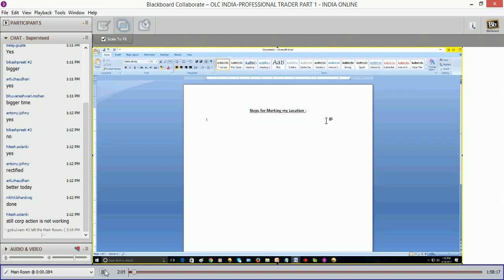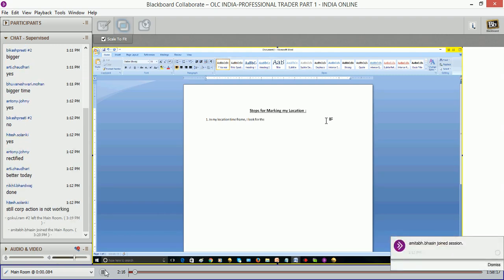Step 1. In my location time frame or big picture time frame, I look for the closest fresh, that is untested, demand and supply zone. I look for the closest fresh, that is untested, demand and supply zone.